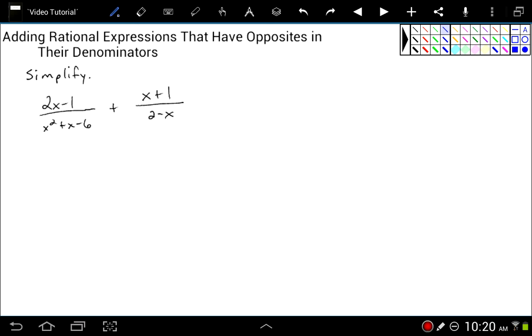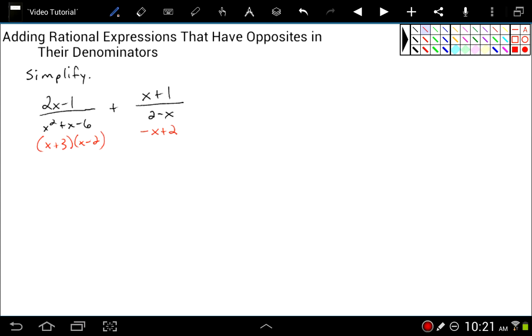Okay, before I can add these fractions, I need the denominators to match. So I'm going to break these denominators down, factor them in such a way so that I can build a common denominator. So if I were to do that, this first denominator is x plus 3 times x minus 2. My second denominator is not in descending order, so I'll simply rewrite it as negative x plus 2. Notice that that is still equal to 2 minus x, so I haven't changed it.